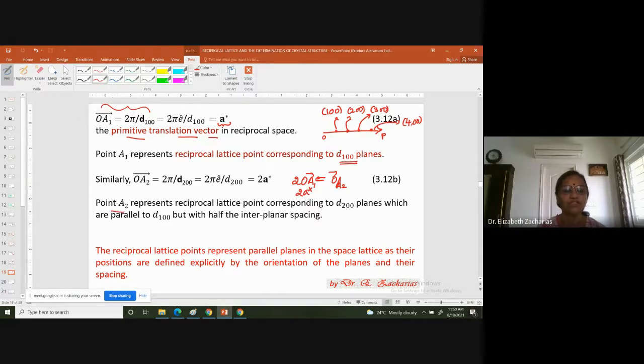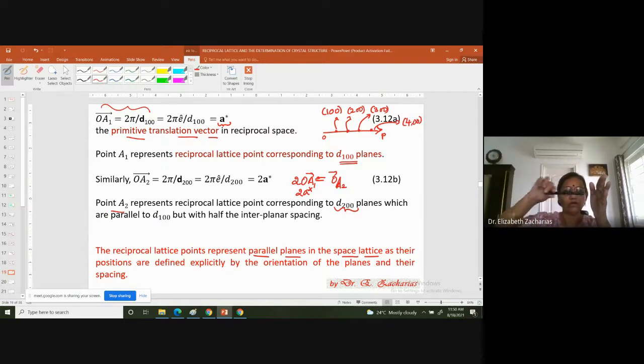Okay, so point A2 represents a reciprocal lattice point and corresponds to the family of D200 planes. It is parallel to D100, but the interplanar distance is half. From this, we again conclude that the reciprocal lattice points represent parallel planes in the space lattice. Space lattice means original space. In the space lattice, their positions are defined explicitly by the orientation of the planes and their spacing. They were all parallel to the BC plane.